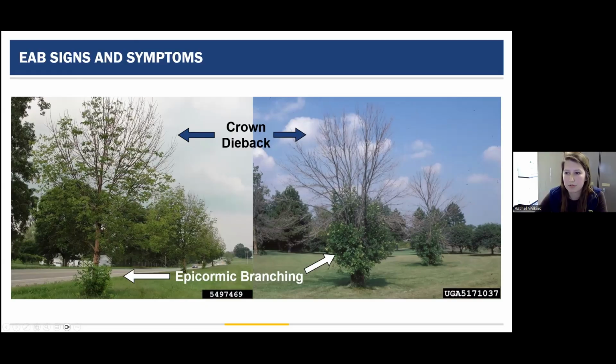Another symptom you can look for is what we call epicormic branching. And so that is when the tree starts producing these new shoots. Sometimes they're at the base of the trunk towards the ground. They can also be found maybe in those upper branches. But this is a stress response that the tree produces. So it doesn't necessarily mean that you have emerald ash borer in your tree, but the tree is definitely experiencing some stress, and this could be an important symptom.